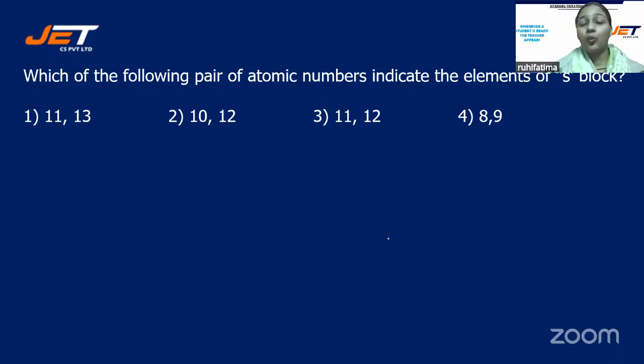Next question. Which of the following pair of atomic numbers indicates the elements of S block? And your options are option number 1, 11 and 13, option number 2, 10 and 12, option number 3, 11 and 12, option number 4, 8 and 9. You should be very well aware of characteristics of S block elements. What are characteristics of S block elements? Hurry up.